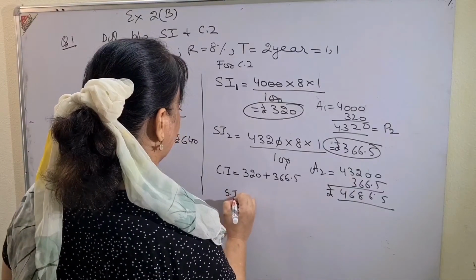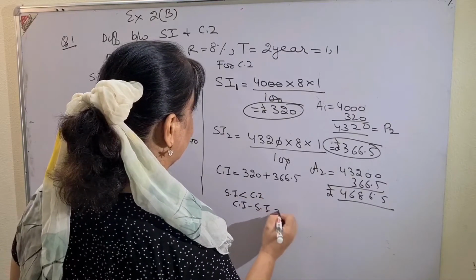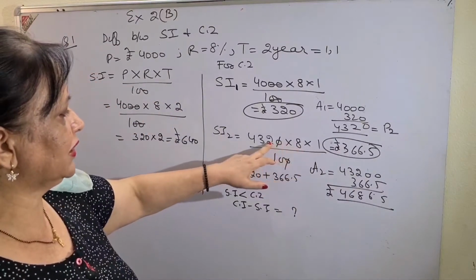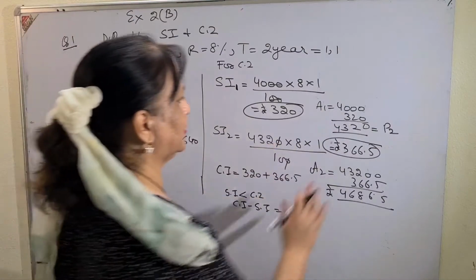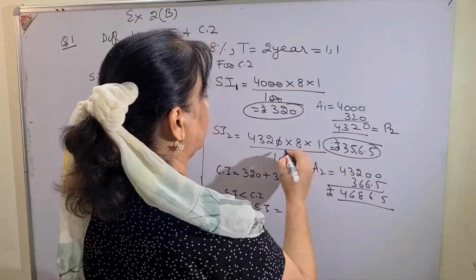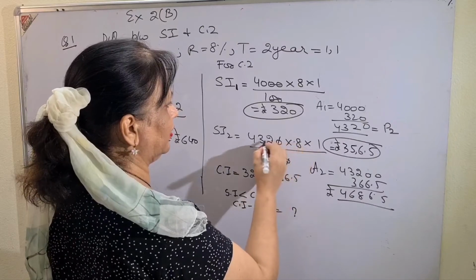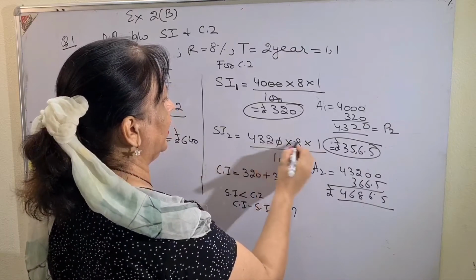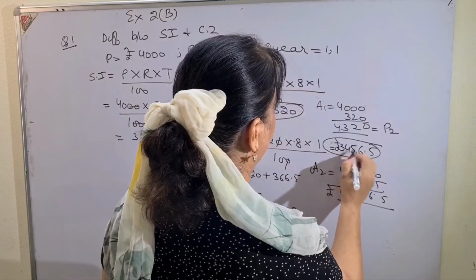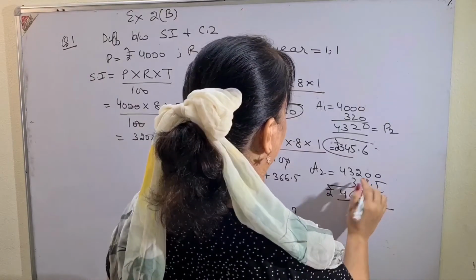Then when you calculate the difference between the two, SI is smaller than CI, so you subtract CI minus SI, which will give you the difference between the two. So again you calculate it, see children, 8 to the 16, 1, 8 to the 24, 25, 2, 8 for the 32, 33, 34. And your answer will be 345.6.